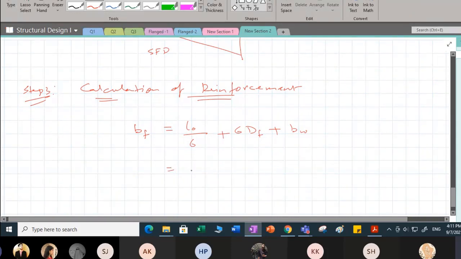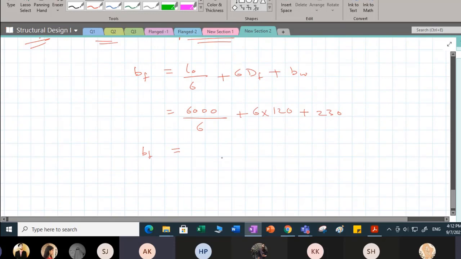So what is L0? It is the span of the beam because it's simply supported. In a simply supported beam, the moment at both end points is going to be 0, so that itself will be L naught. L naught by 6 plus 6 times depth of flange, which was 120, plus the width of web, which you have adopted as 230 mm. Based on this, what is the effective width of the flange? 1950 millimeter. So this is the effective width of the flange.